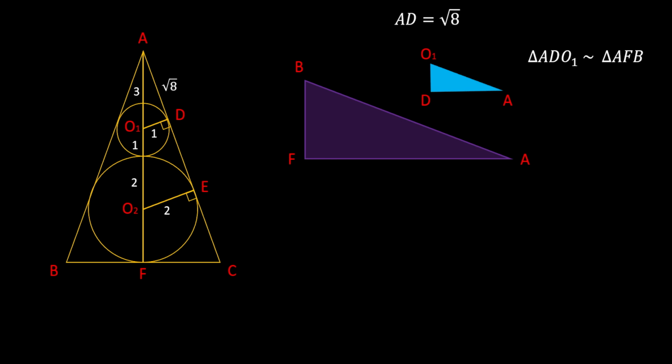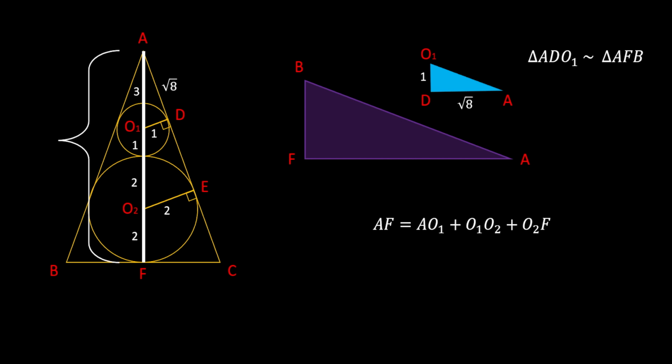We already know that AD is equal to square root of 8, and we also know that DO1 is equal to the radius of the small circle, so that is 1. Now let's take a look at the line AF. On the left sketch, we can see that AF is actually the height of our isosceles triangle ABC.